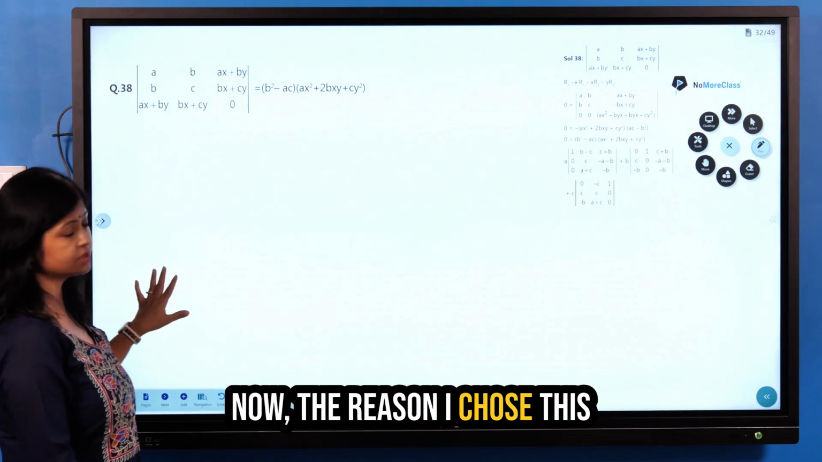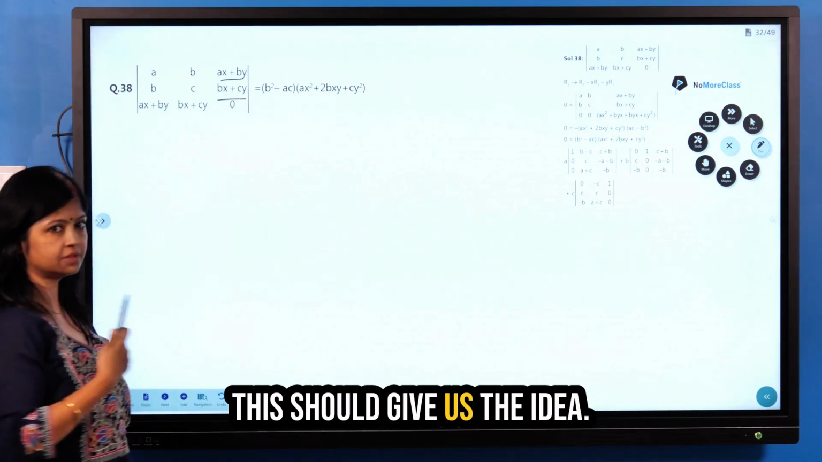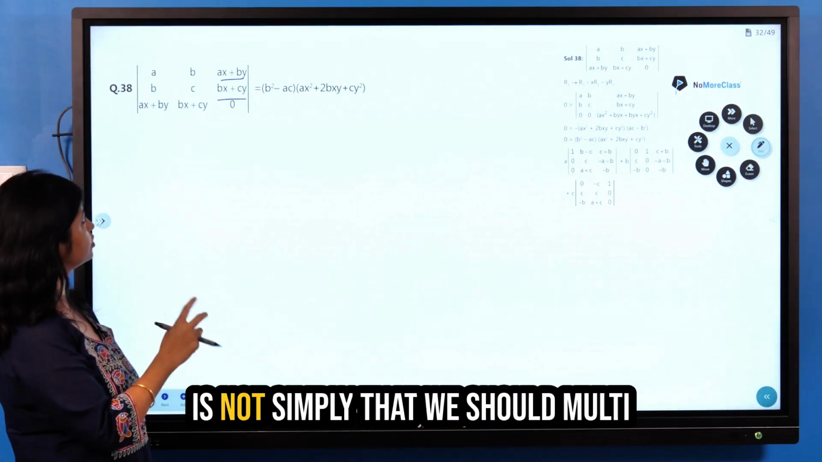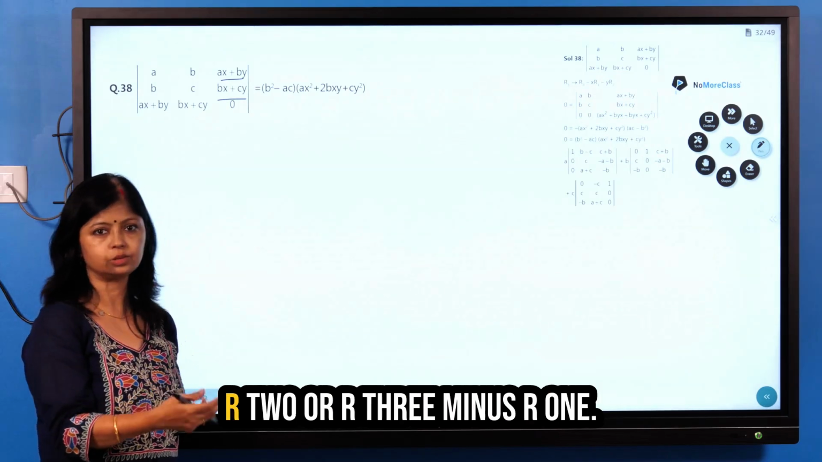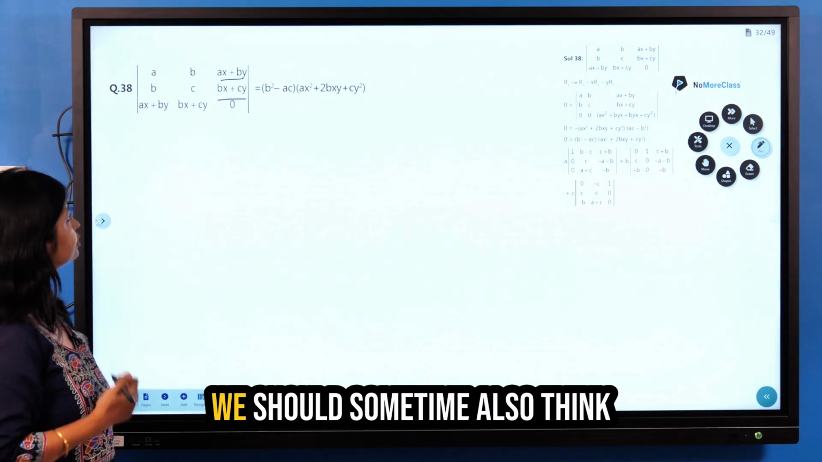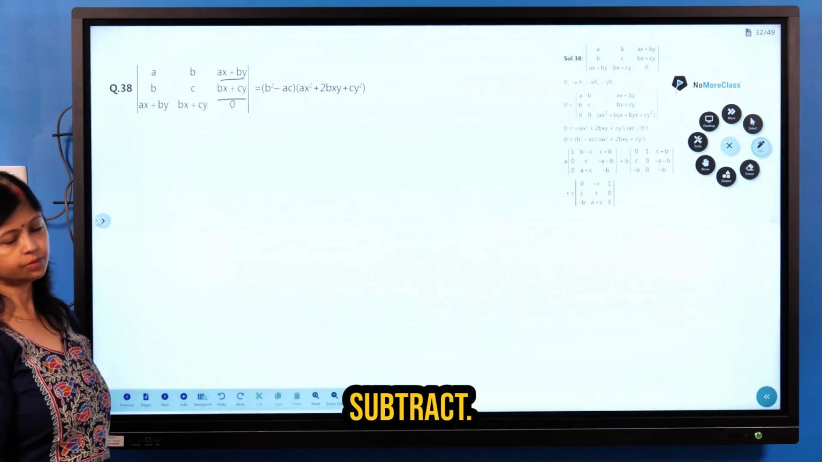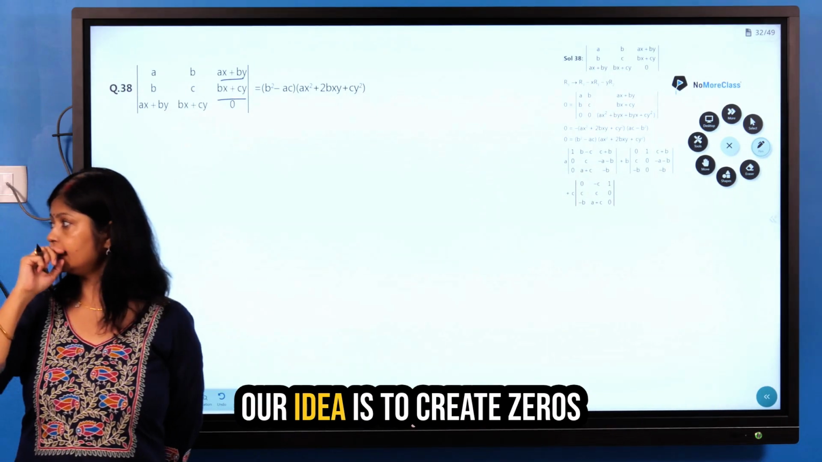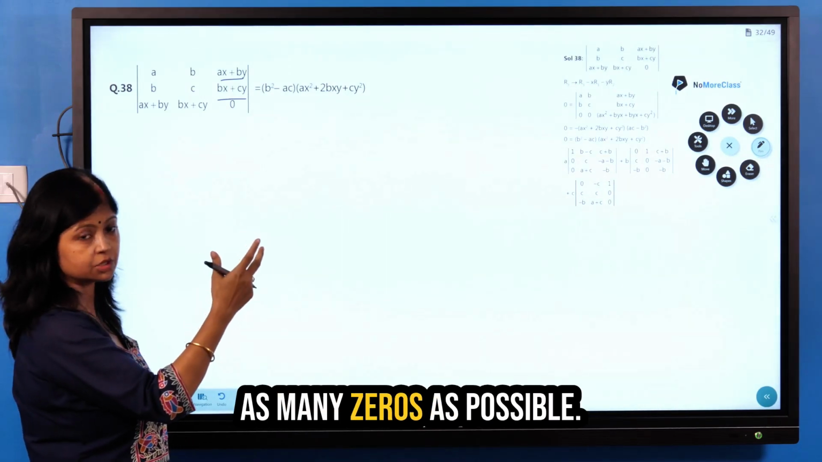Now, the reason I chose this was because what is given here should give us the idea. I am trying to show you that it is not simply that we should do R1 minus R2 or R3 minus R1. We should sometimes also think about the coefficient that can be multiplied, and then we can subtract. So, for example, in any determinant, our idea is to create zeros, as many zeros as possible.